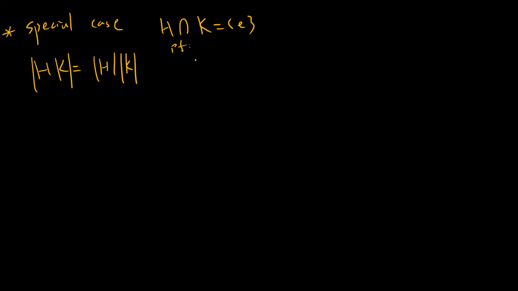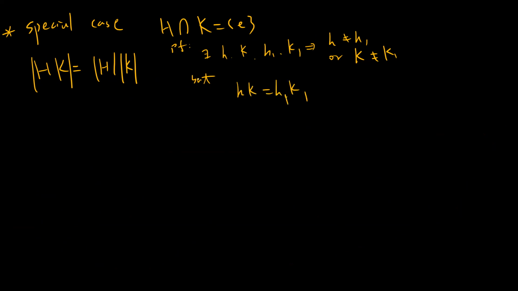Okay, so the proof should be, let's say, what is the case where this will not happen? This will not happen means that there exist H and K and H1 and K1 such that H may not be the same as H1 or K not the same as K1, but you have HK equals H1 K1, right? So that means there's a collision. Okay, but from here you know that, sorry, you have H1 inverse H equals K1 K inverse, right?